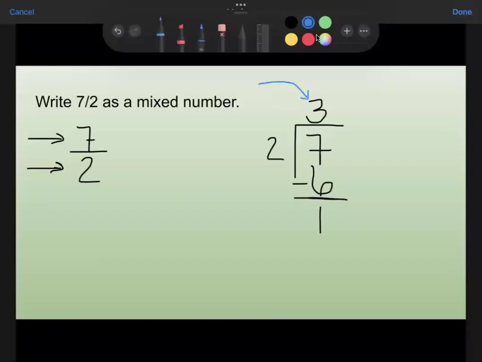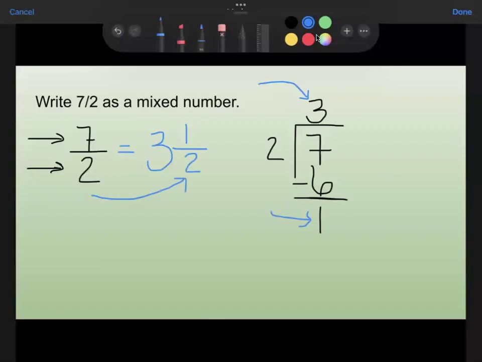So whatever answer you get on the top here is your whole number. So in this case, we get a whole number of 3. The number that you get as your remainder becomes the numerator of the fraction. So that 1 becomes over here and becomes the numerator. Now you're going to keep your original denominator, which was 2. So 7 over 2 is the same as 3 and 1/2. That's how we change it from an improper fraction to a mixed number.